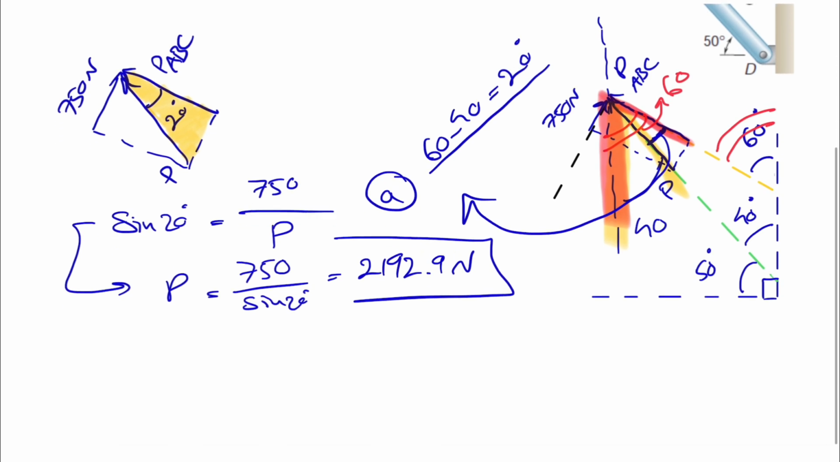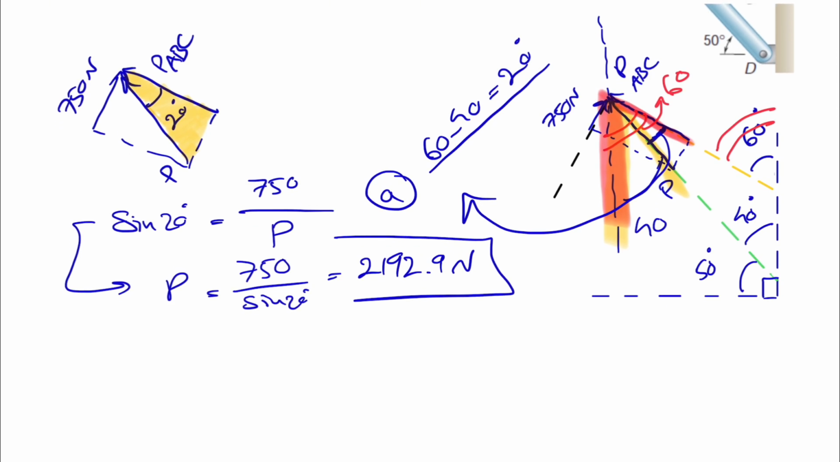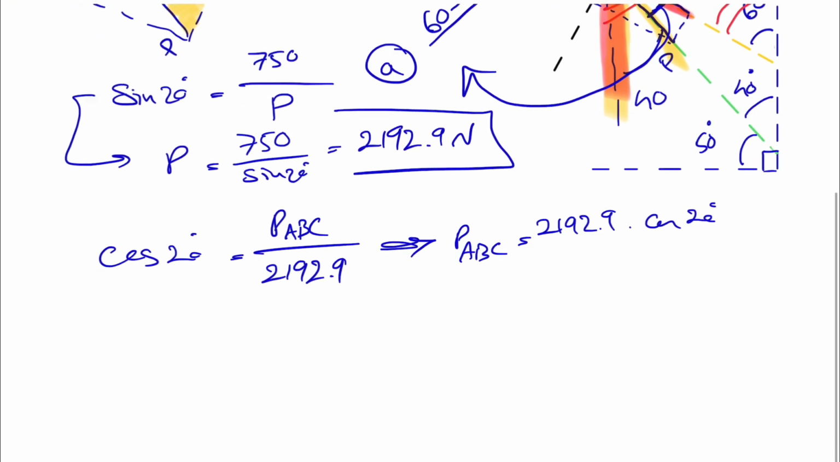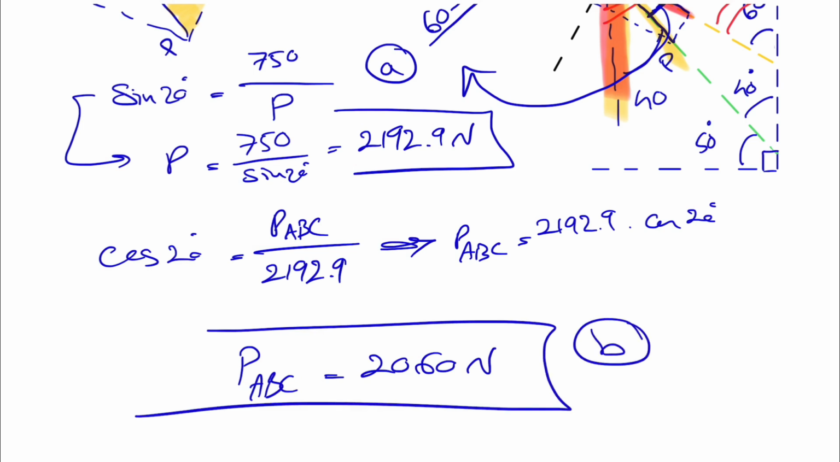And in the B part of the question, we are looking for PABC, which we just need to go with cosine of 20, and this time we will have PABC divided by P, which we already found, 2192.9, and PABC would be simply 2192.9 times cosine of 20 degrees. From here we can find PABC, which will be 2060 Newton, and that would be the answer for the B part of the question.